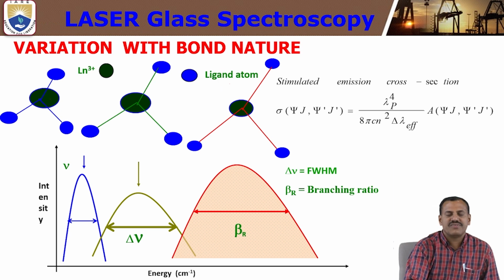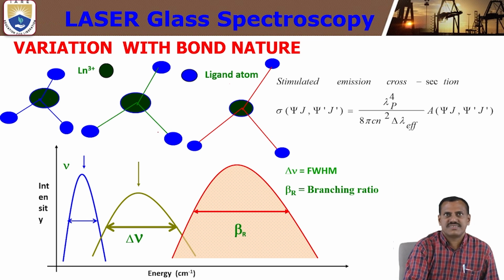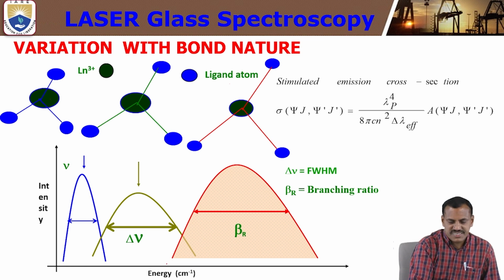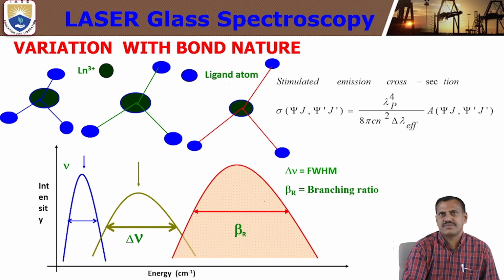Okay, these are very important. These ligands take part in the bond structures. See here in this graph, energy versus intensity. This mu is the frequency or wavelength, and this is the intensity. This is soft intensity, this is broad intensity, this is very broad. These are the emission peaks. By using these emission peaks, we can calculate the stimulated emission cross section, sigma.